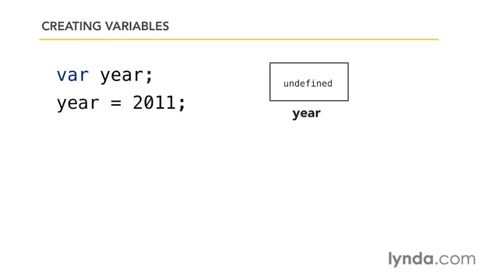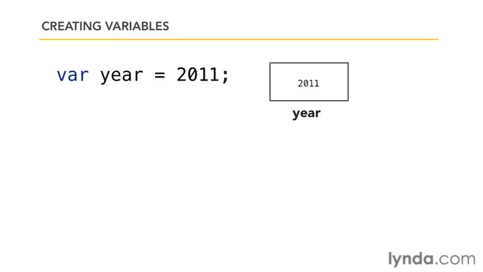We could do that as two statements. First, var year to make the variable, and then year equals 2011 to set it. Now, the equal sign here is setting the variable to the value 2011. It is an instruction. Now, more typically, if you're doing this, you just combine these into one statement. var year equals 2011 to both define it and set its value.